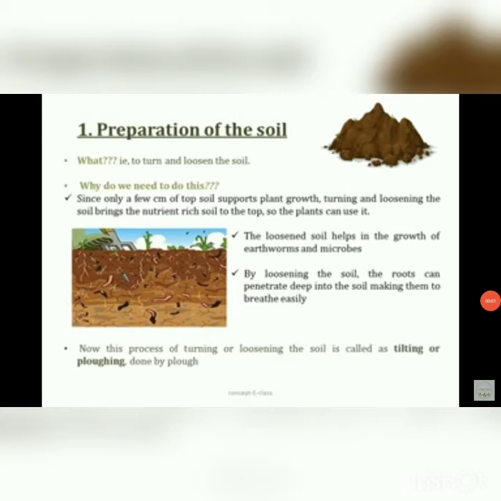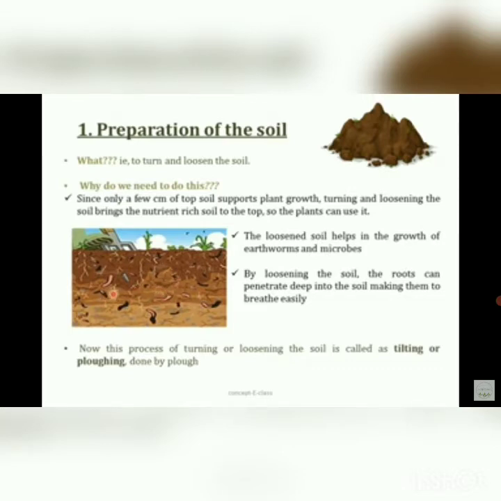Now the first agricultural practice is preparation of the soil. Three questions will arise in our mind: what do you mean by preparation of the soil, why do we need it, and how can it be done? Let's see. Preparation of the soil means turning and loosening the soil. So why do we need to do this?